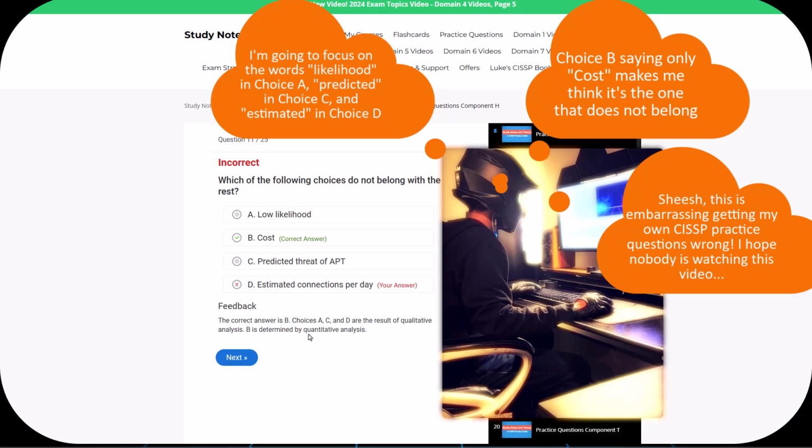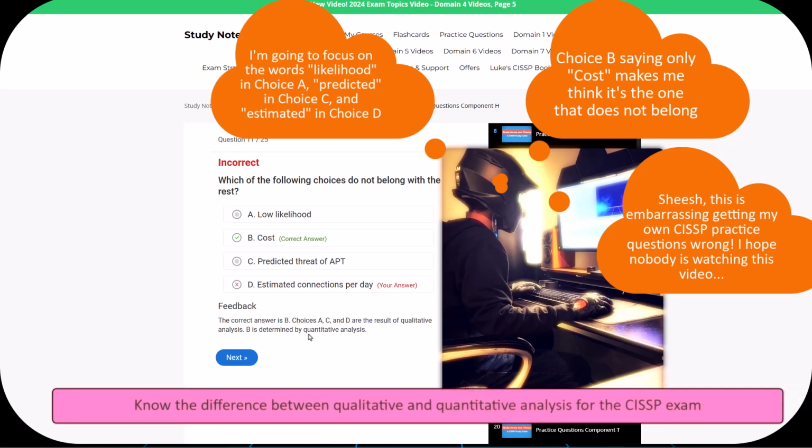I get it. Low likelihood. That's not an official number. You can't put a number on that. That's a qualitative estimation. Low likelihood, right? It's not a definitive number. Cost is a number. That's definitely a quantitative measure of something. It's a quantitative analysis. You can put a number to it. Predicted threat. You can't put a number to that. It's not official. It's predicted. You can't measure that. Estimated connections per day. Estimated. It's not 10,000 connections per day. It's estimated connections per day. I got it. Choices A, C, and D are qualitative analysis, and choice B, cost, is a quantitative analysis.